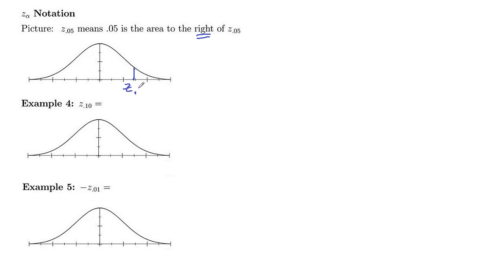So that z.05 would be right there. Your right area is 0.05. That means your left area is 0.95. So this is essentially the 95th percentile, is what that means. So we do inverse norm, and then left area is 0.95. And mean 0, standard deviation 1, because we are talking about z values, and then we can compute that on the calculator.